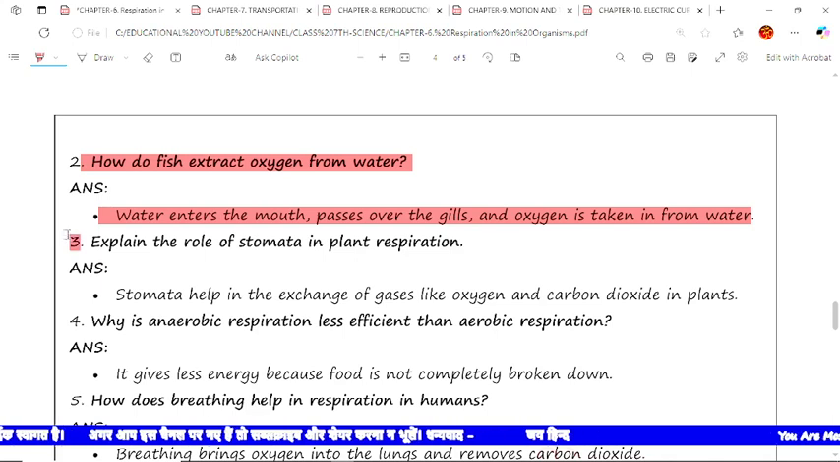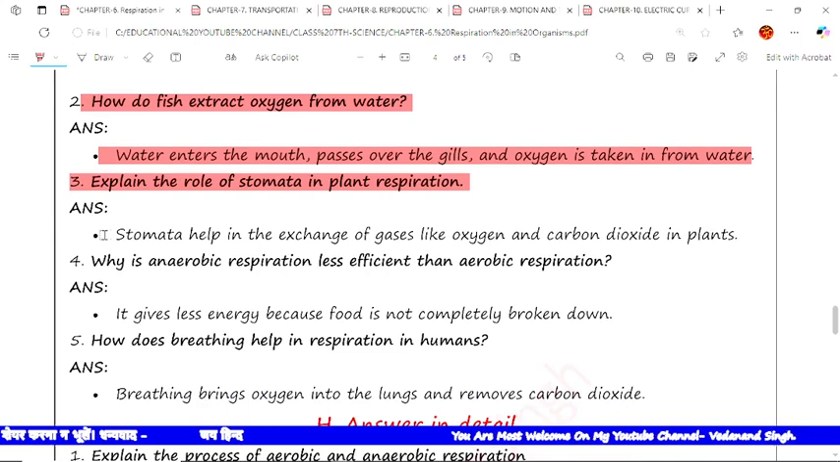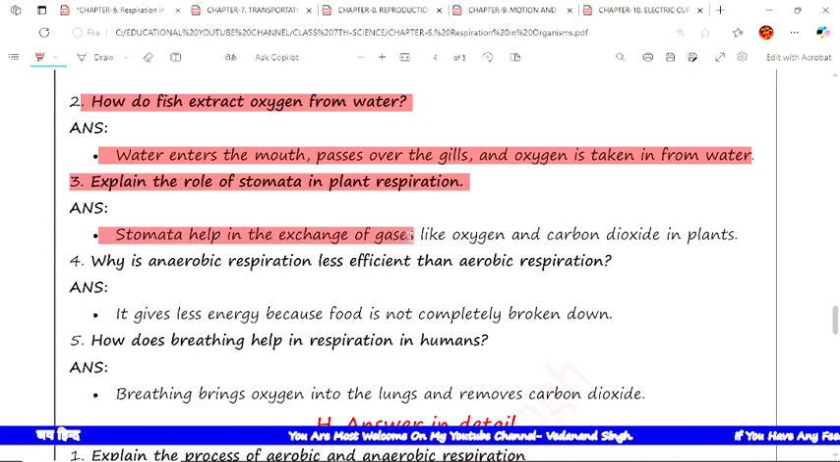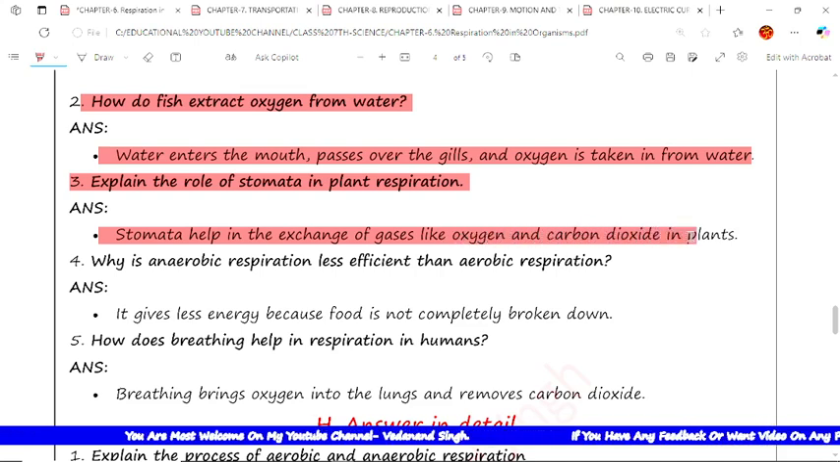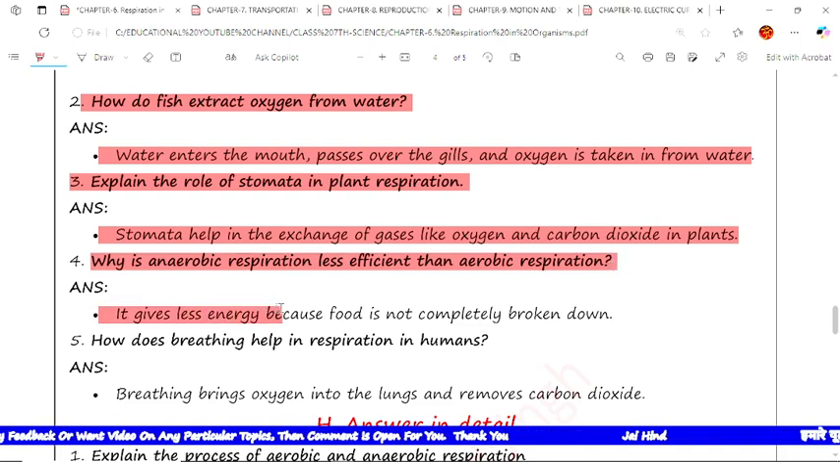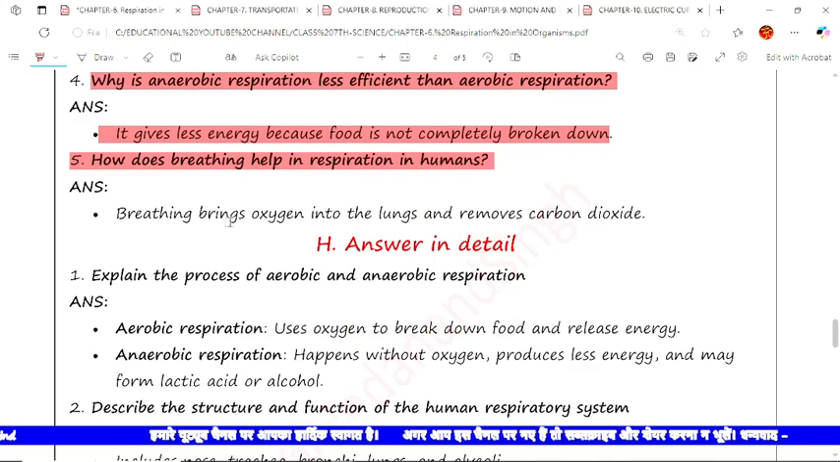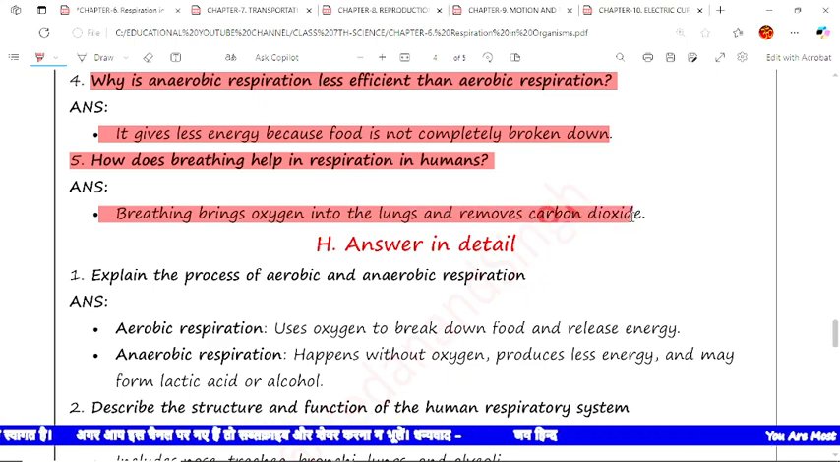Now the next question is explain the role of stomata in plant respiration. The answer is stomata help in the exchange of gases like oxygen and carbon dioxide in plants. Now the next question is why is anaerobic respiration less efficient than aerobic respiration? The answer is it gives less energy because food is not completely broken down. Now the next 5 number question is how does breathing help in respiration in humans? The answer is breathing brings oxygen into the lungs and removes carbon dioxide.